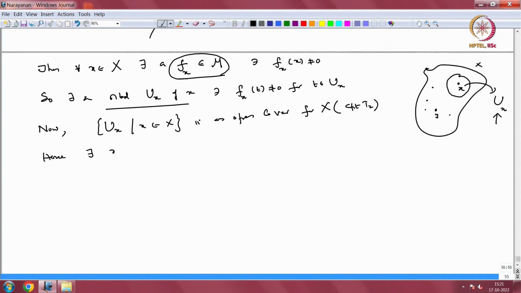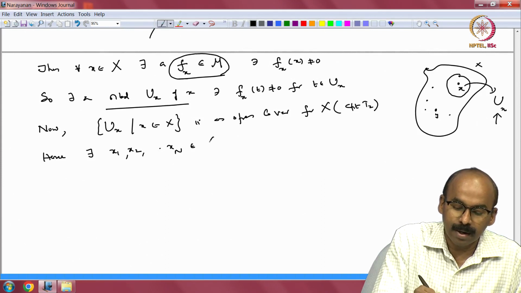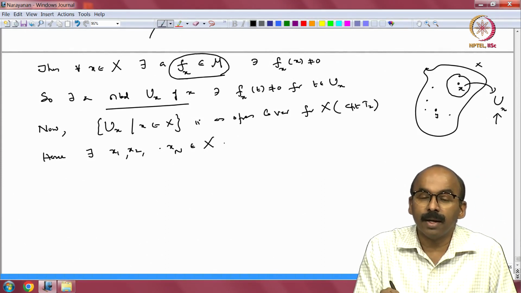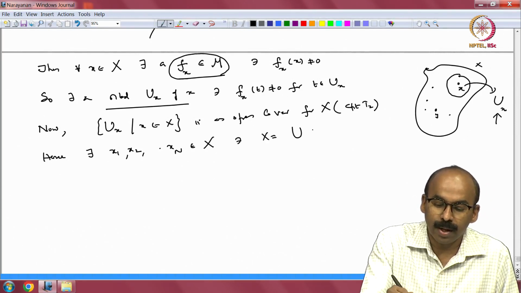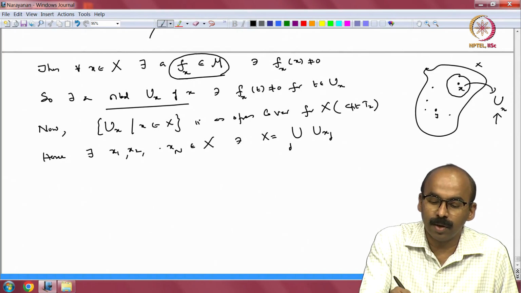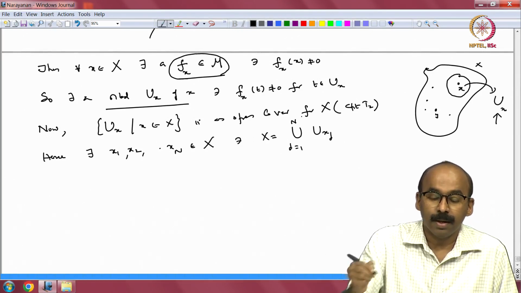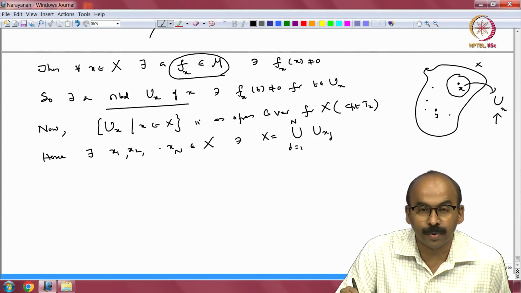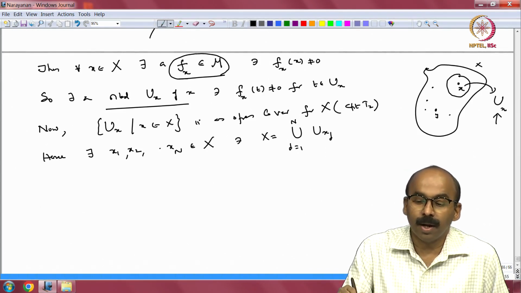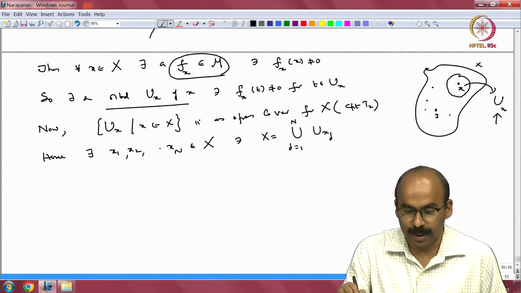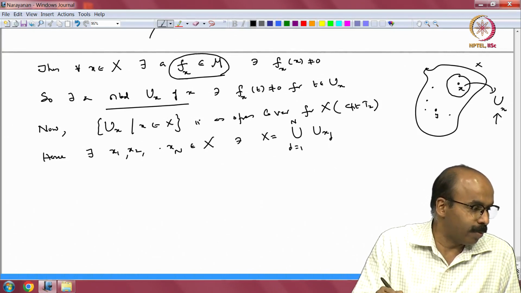Hence, there exist x 1, x 2, etcetera, x n in X such that the finite cover u x 1, u x 2, etcetera, u x n covers X, that is, X is equal to the union of u sub x j, j equal to 1 to n. Because X is compact you can do this. Now, what was the property of these neighborhoods? The corresponding function will be non-zero there. So we use that this is an open cover.